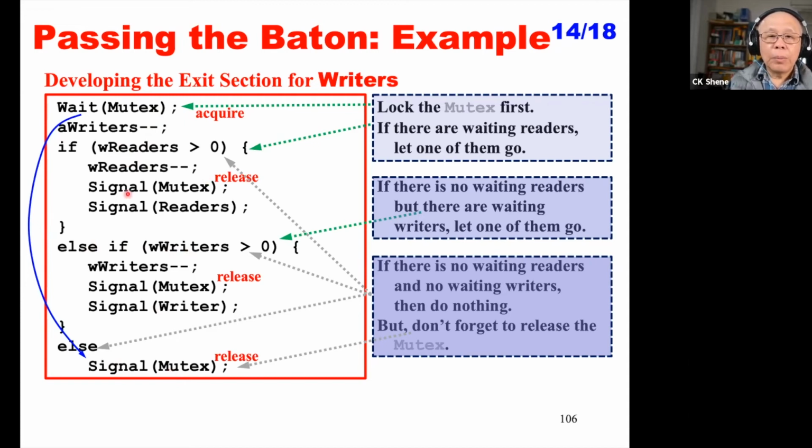So this part and this part are symmetric. If there are waiting readers, one of them would be allowed to go. So subtract one from the number of waiting readers, release the mutex, and signal the reader. For the writers, if there are waiting writers, subtract one from the waiting writers, release the mutex, and signal the writer semaphore. So this is very trivial because it's just a direct translation from the condition.